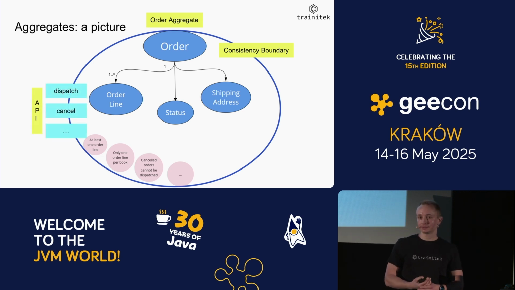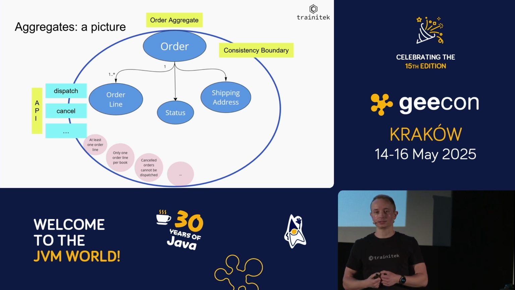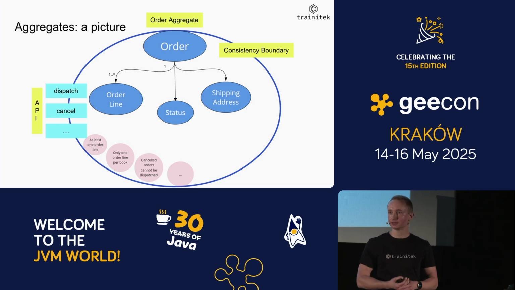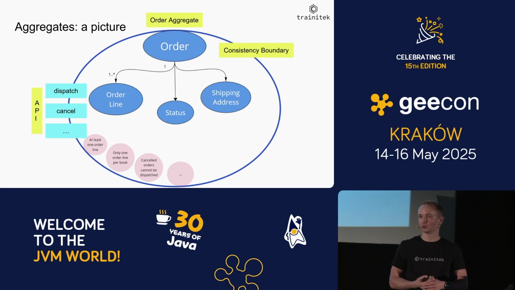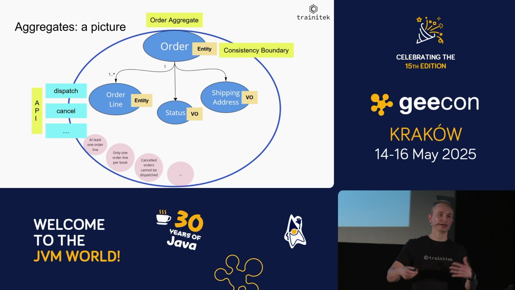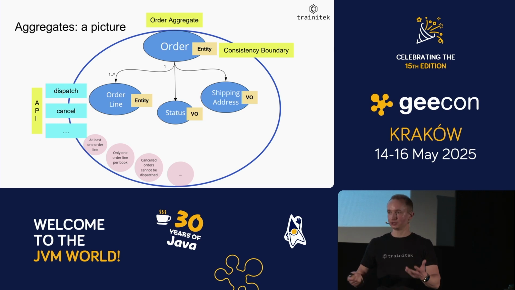One more thing is that this aggregate provides some public API. In Java, it can be just public methods like dispatch, cancel, and others. And this is how we interact with our aggregates, through this API. In addition to that, we may have different types of objects. Order, for example, can be an entity, order line can be an entity as well, and we may have value objects. In this example, I chose it like that, but in your example, it can be different. This is how we assign different responsibilities to different objects.